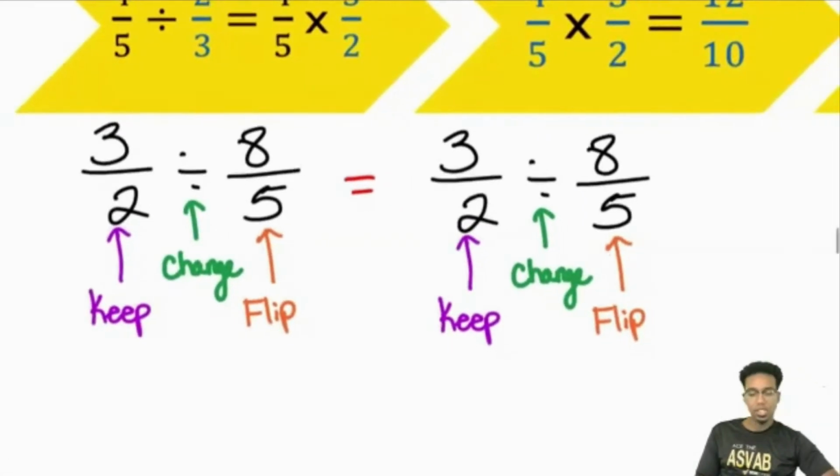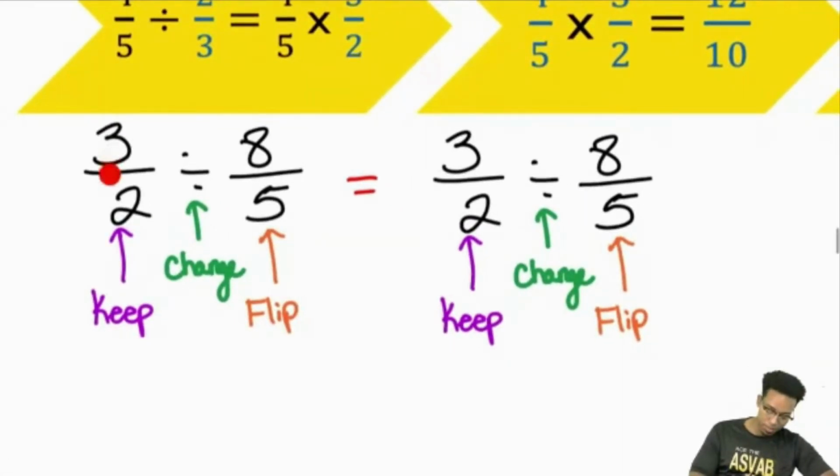So this is exactly what I'm talking about, everybody. We're going to keep the first fraction the same. Then we're going to change the operation from division to multiplication. So that's gone, and that will be replaced with multiplication. And then we're going to flip the second fraction. So we have 8/5. This is now going to be 5/8.